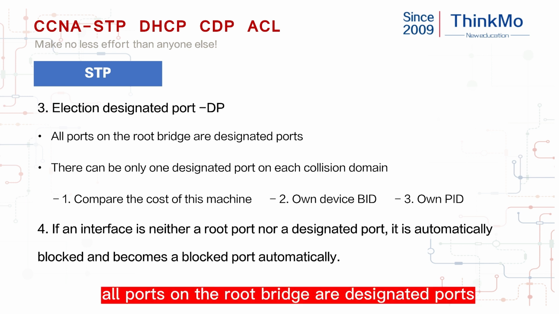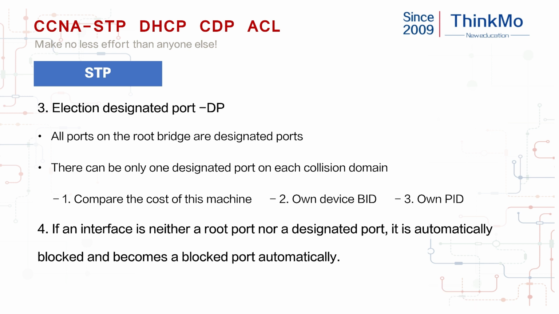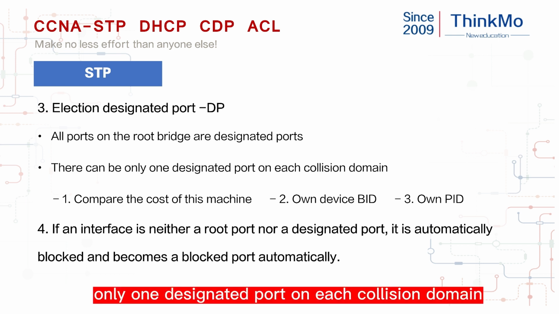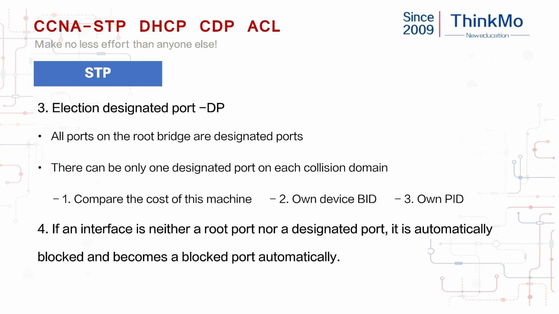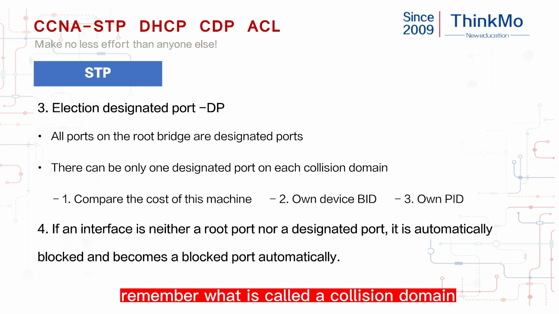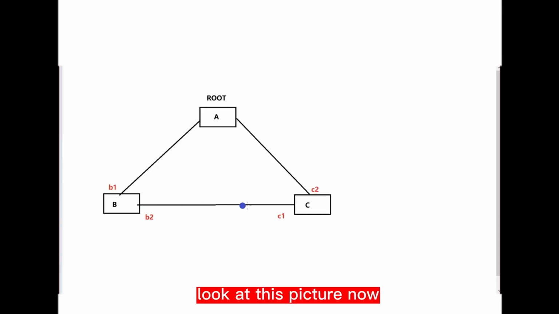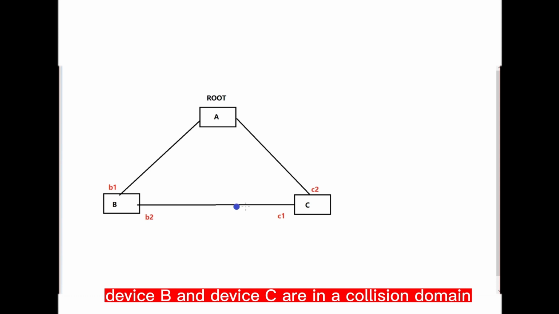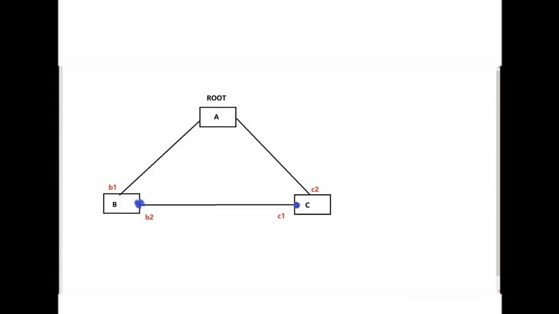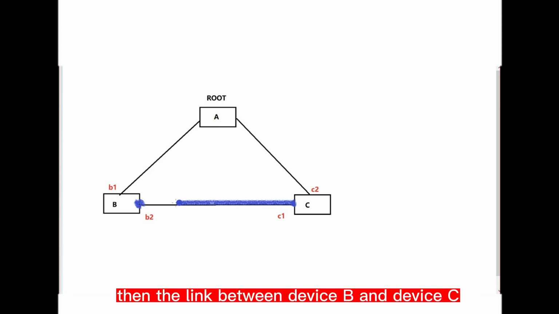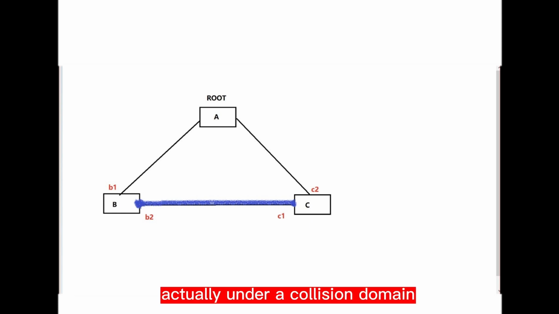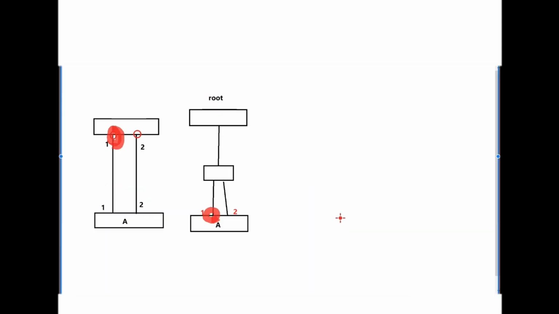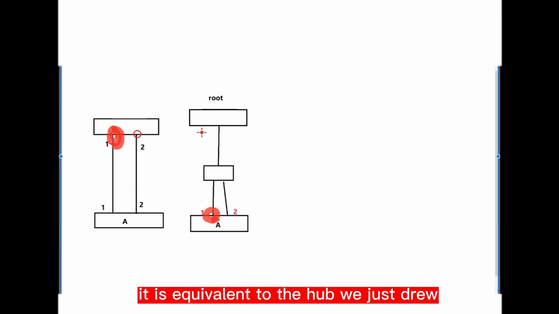For the root bridge, all ports on the root bridge are designated ports. There is another rule: there can be only one designated port on each collision domain. Remember what is called a collision domain? Look at this picture now. Device B and device C are in a collision domain. Each interface of the switch is a collision domain. Then the link between device B and device C is actually under a collision domain.